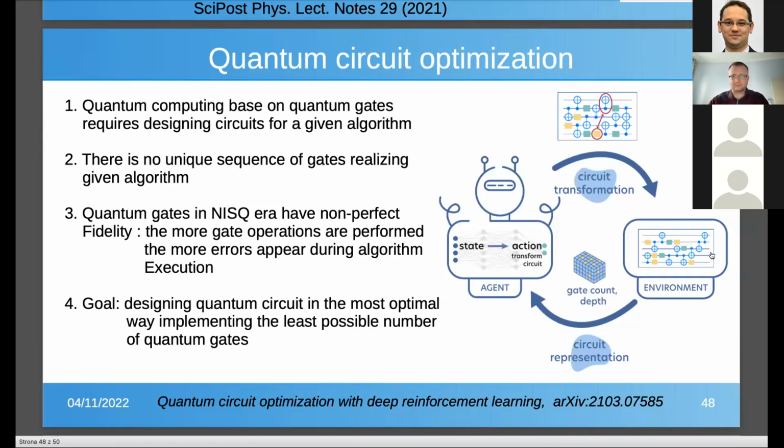So in this particular problem, the environment is the given implementation of the quantum circuit with the set of gates we consider. The given circuit representation is the input for the agent, and the agent takes an action. The action is some change in the circuit representation. For example, it can exchange two neighboring gates, or it can remove some gate or add some gate. So there is a finite set of rules which can be applied by the agent. And this new quantum circuit, after transformation, is put to the environment. The environment performs the computations on the new circuit, and the return function is, for example, the total fidelity of the algorithm, or the depth of the circuit, or the number of gates used.